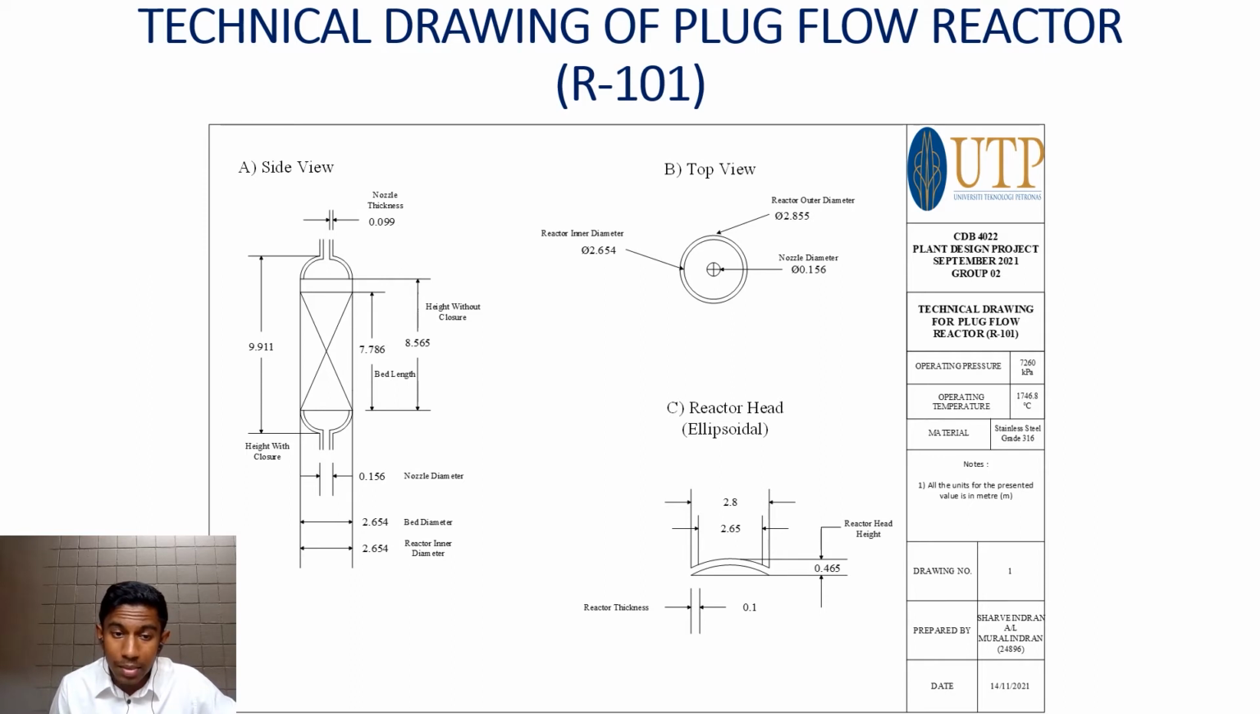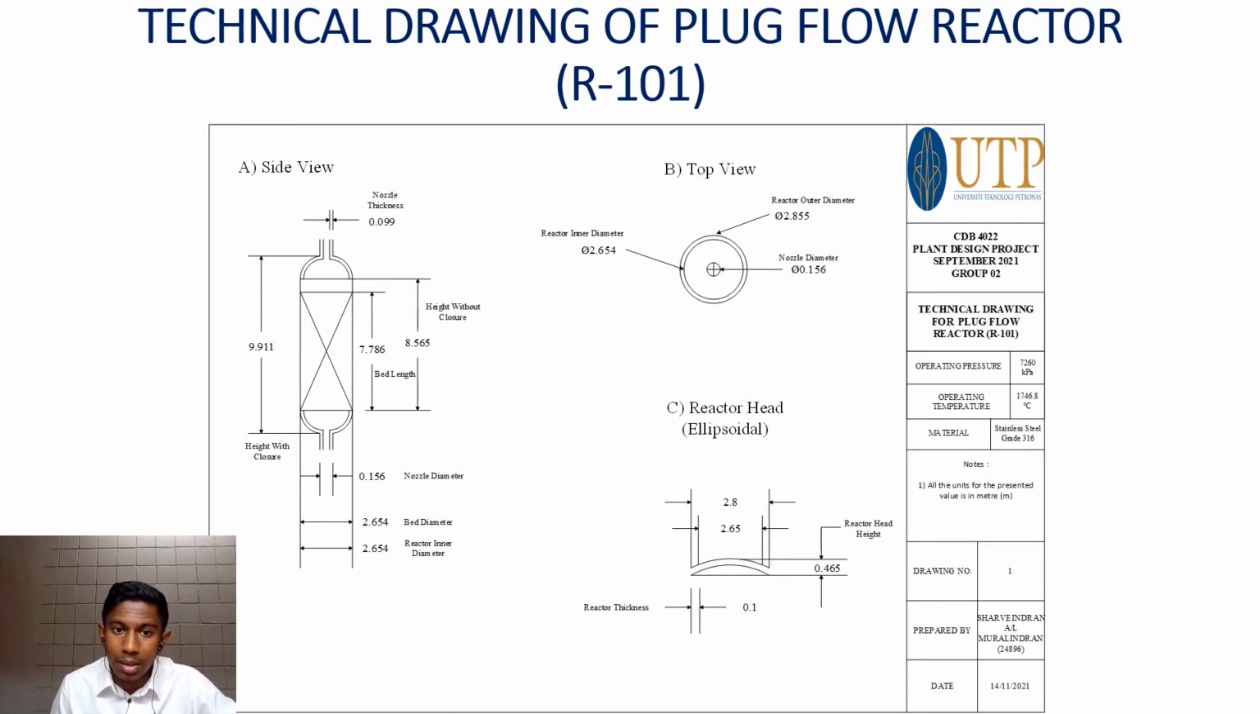Furthermore, the bed diameter of the reactor is 2.654 meters, and the reactor inner diameter is also 2.654 meters. The nozzle that's attached to the reactor has a thickness of 0.099 meters and a diameter of 0.156 meters. Part B shows the top view of the reactor.